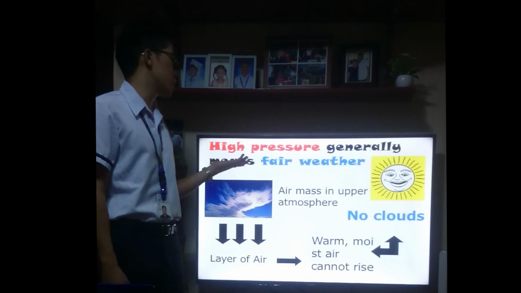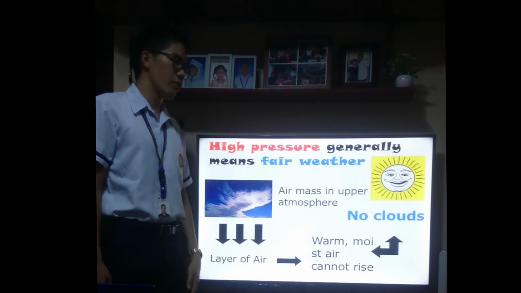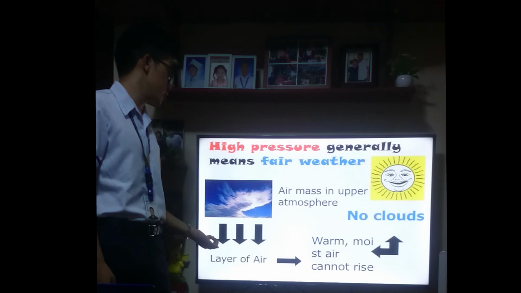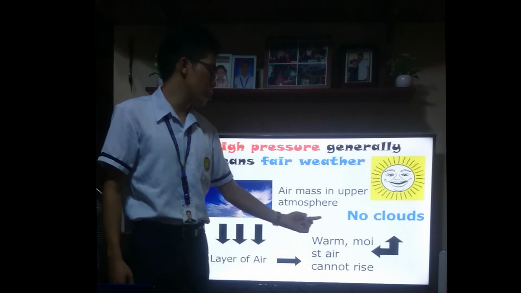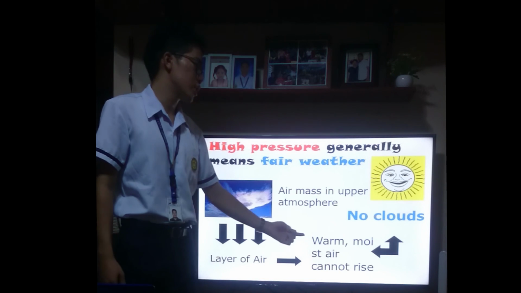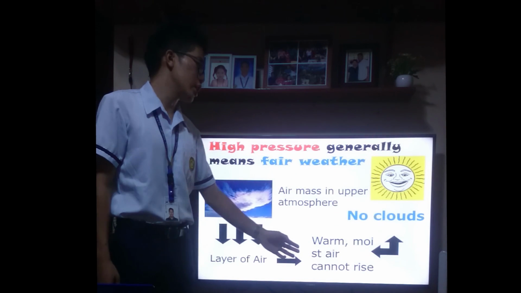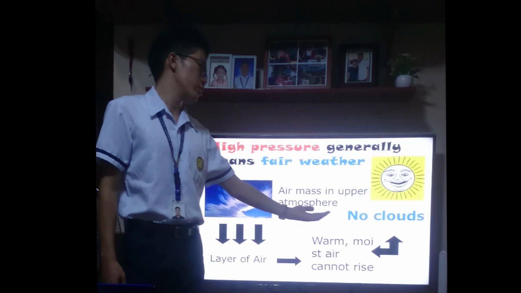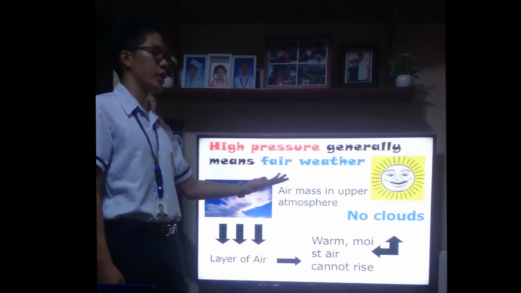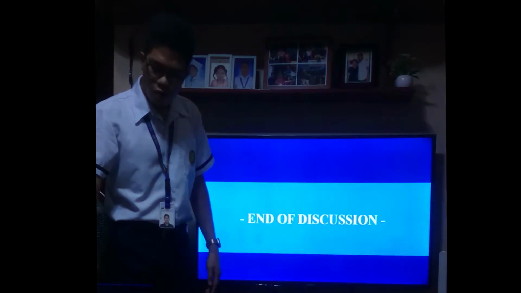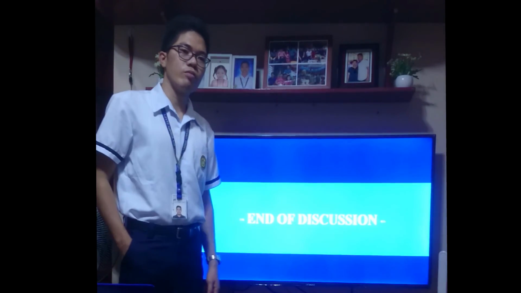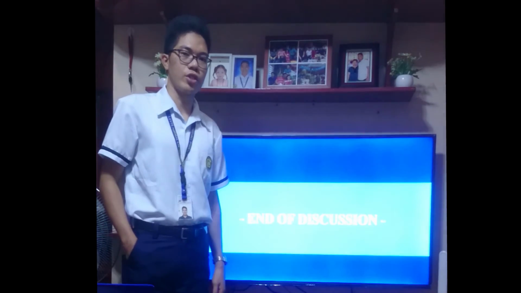Conversely, high pressure generally means fair weather. The air mass in the upper atmosphere is a layer of air, so warm, moist air cannot rise. Because it cannot rise, no clouds will be formed. No clouds, we have fair weather. So that could be all about the distribution of the air pressure.